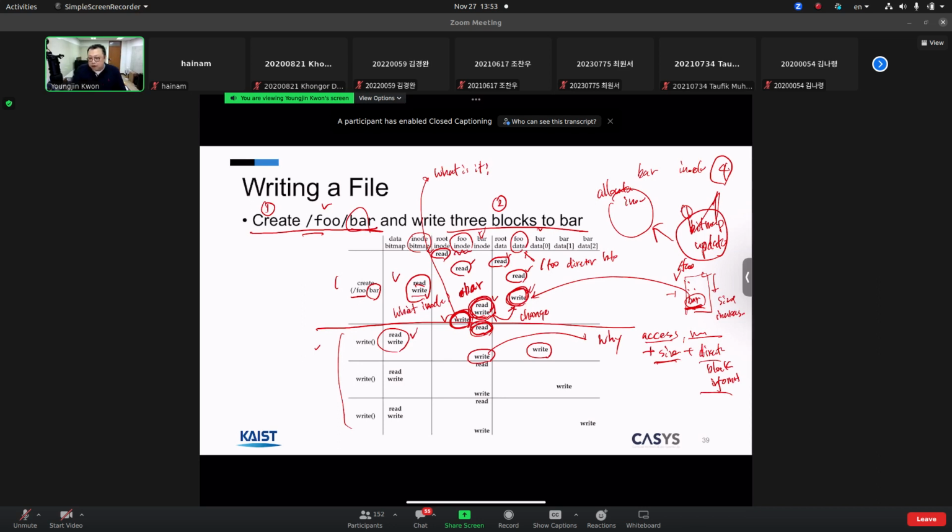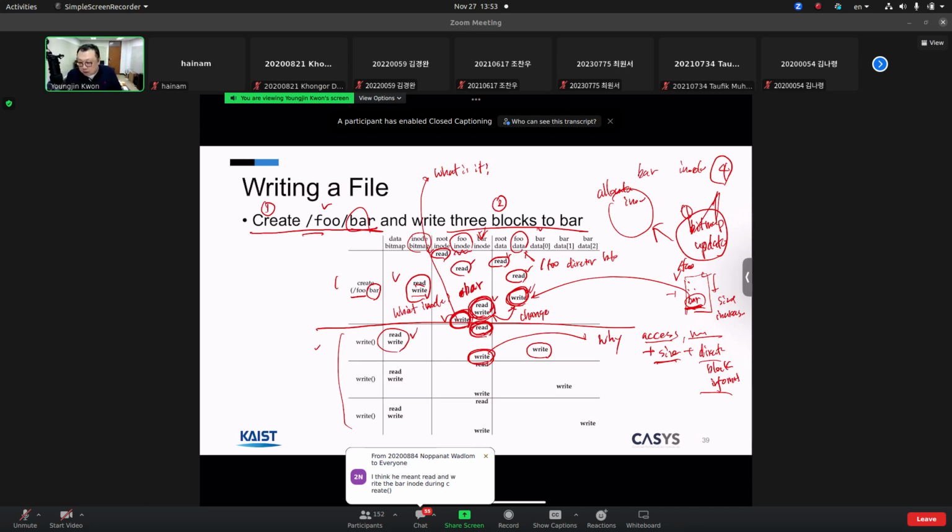Can you update the foo inode first before writing the foo data when creating foo? Yes, you can. That's okay. But for now, let's talk about crash consistency later. The implication of ordering we will learn much later. Any questions? So we have to update the inode: read the bar inode first, update it, and write the inode back to its storage location.